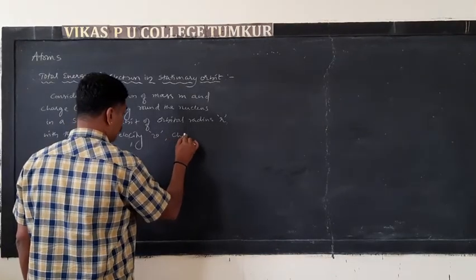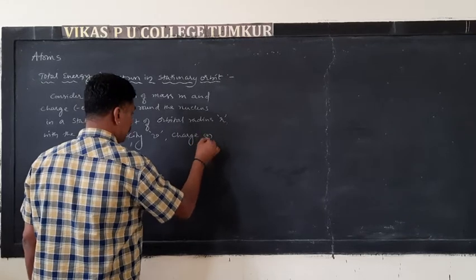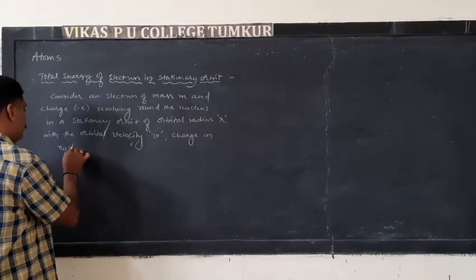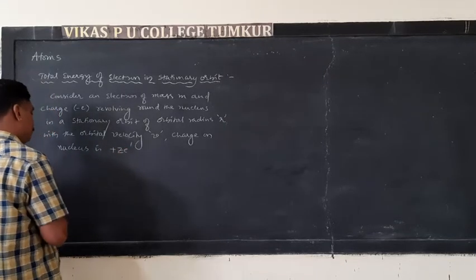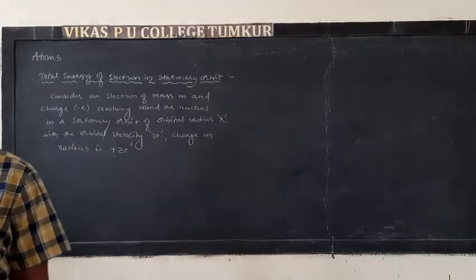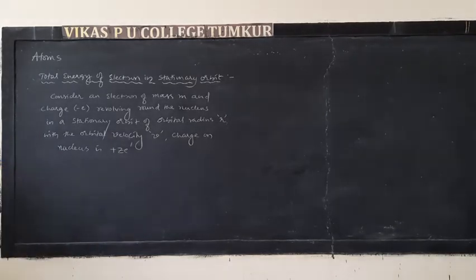So the charge on the nucleus is plus Ze, which we know. These are the initial assumptions that I make. I imagine that an electron is revolving around the nucleus. That nucleus has charge plus Ze. r is the radius of the stationary orbit and v is the orbital velocity of the electron, m is the mass of the electron.